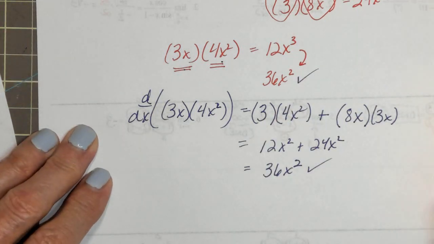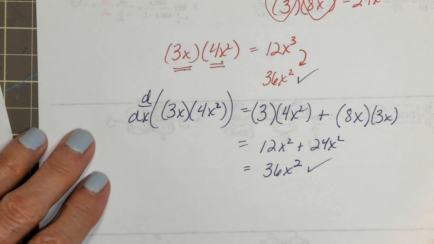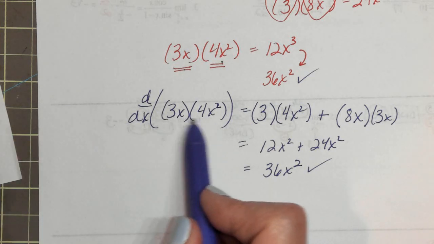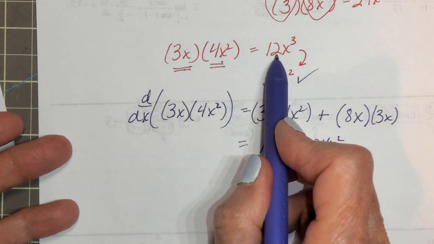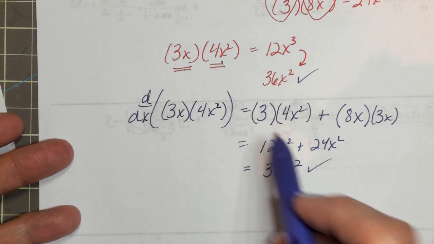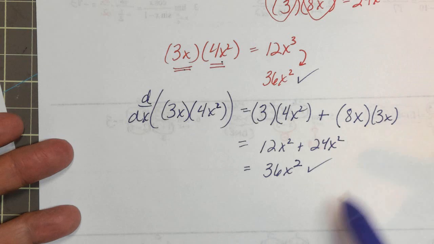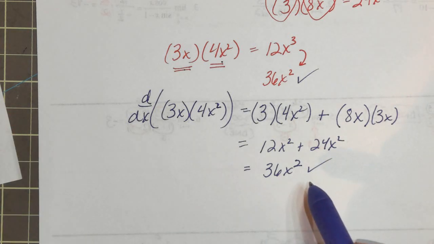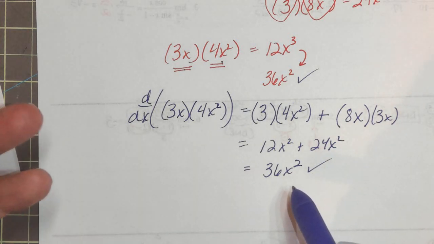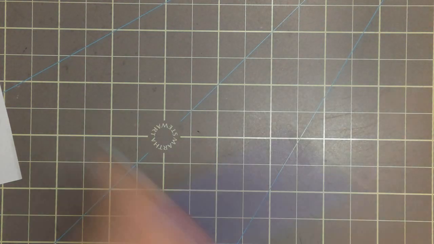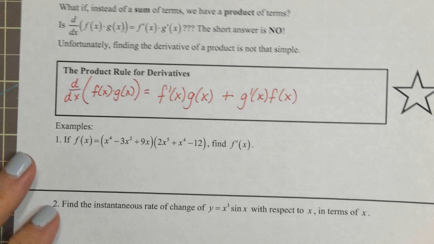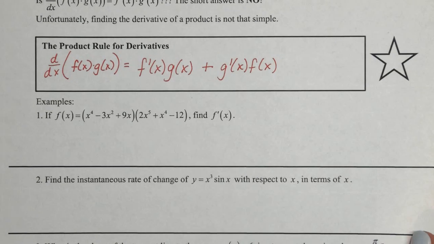Alrighty, so that is how the product rule works. Of course, in this example, I would not use the product rule. I would multiply those two terms together and take its derivative. It's much quicker than using the product rule. But there will be some functions that you have to use the product rule on, or maybe you don't have to, but it's preferable to. Let's look at some examples.